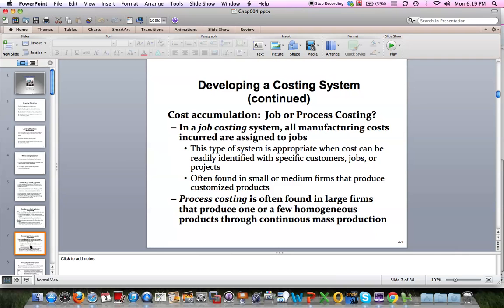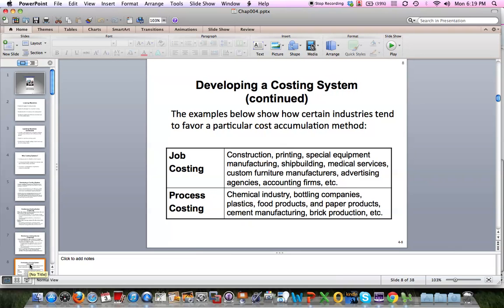So the job costing, like I mentioned before, is all manufacturing costs incurred or assigned to a job. Okay, so it's a project, it's a specific thing we're doing for a customer. Okay, process costing, homogeneous products through continuous mass production, like an oil refinery. That's for a later time and date for us. Right now we're going to focus on the job costing.